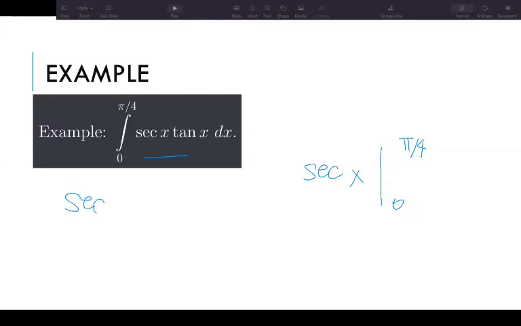And getting the definite integral, we have secant pi over 4 minus secant 0. Secant 0 is just 1 over cosine 0, which is 1.